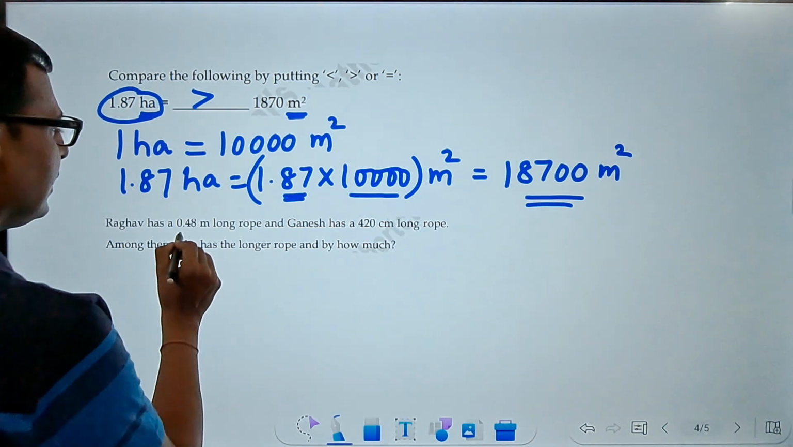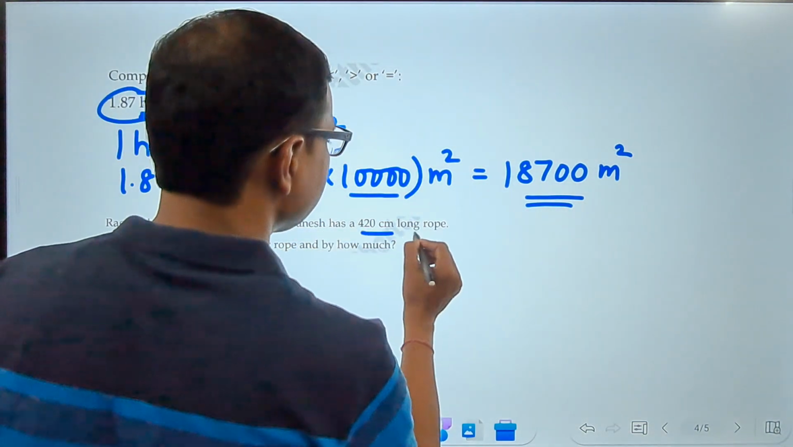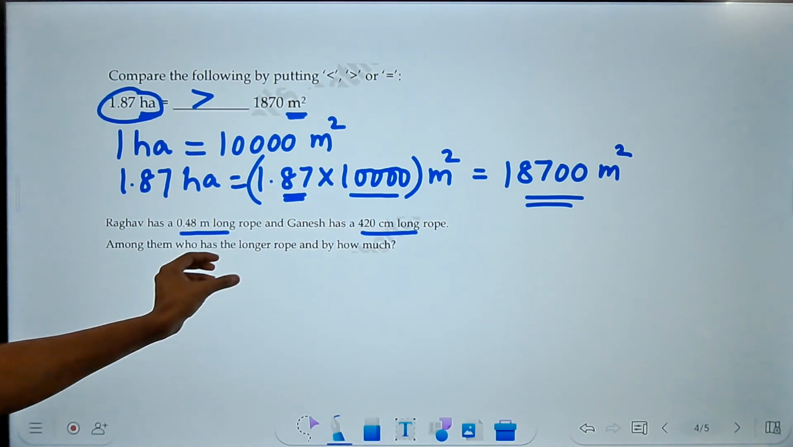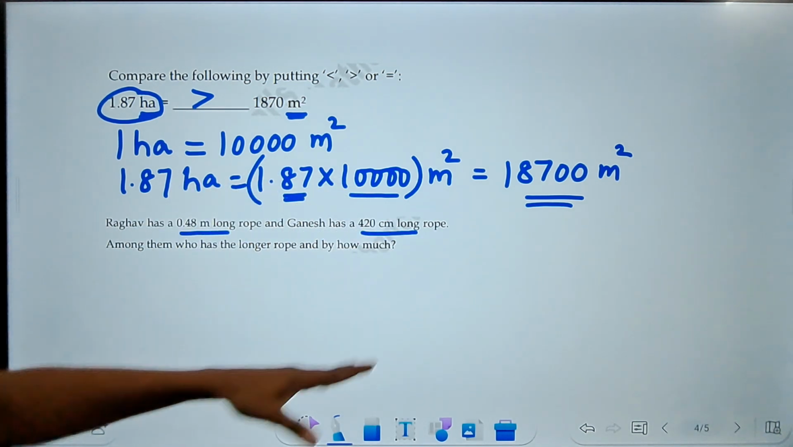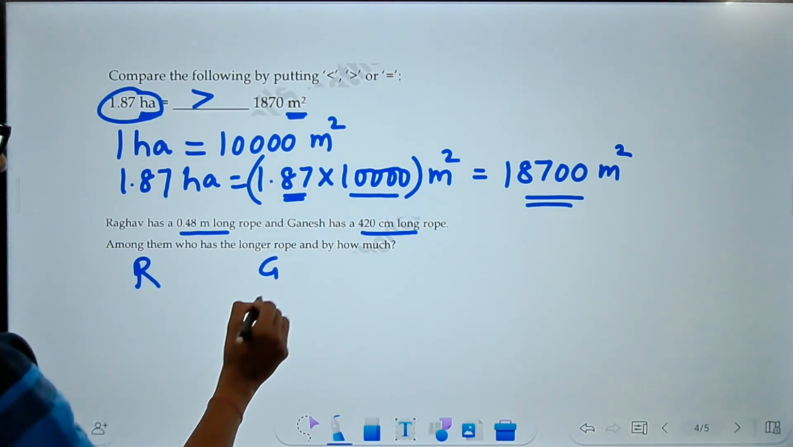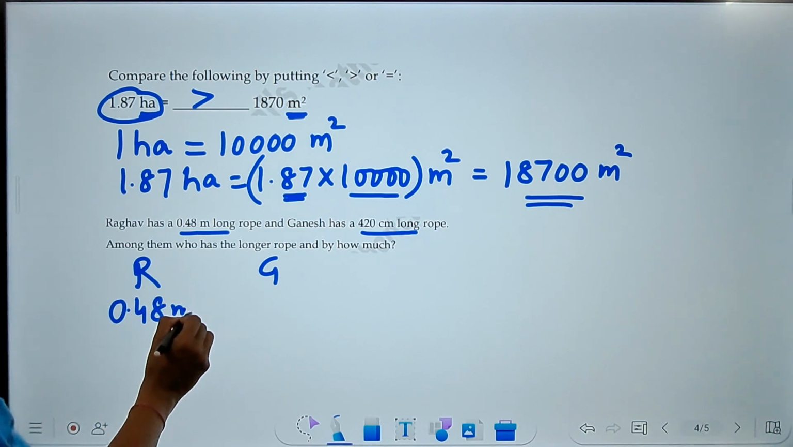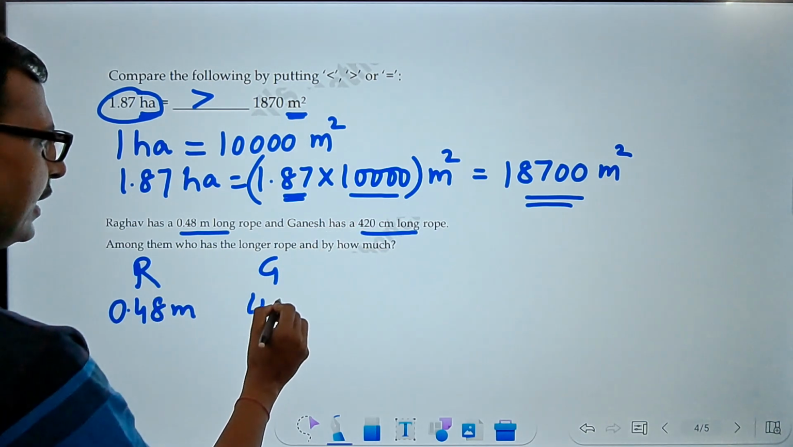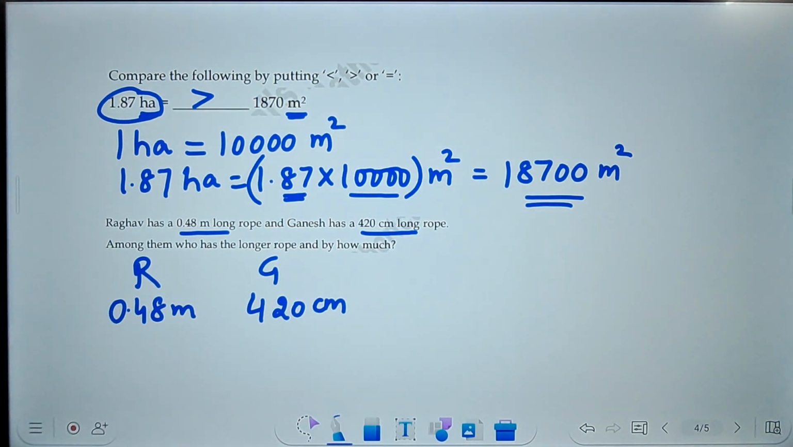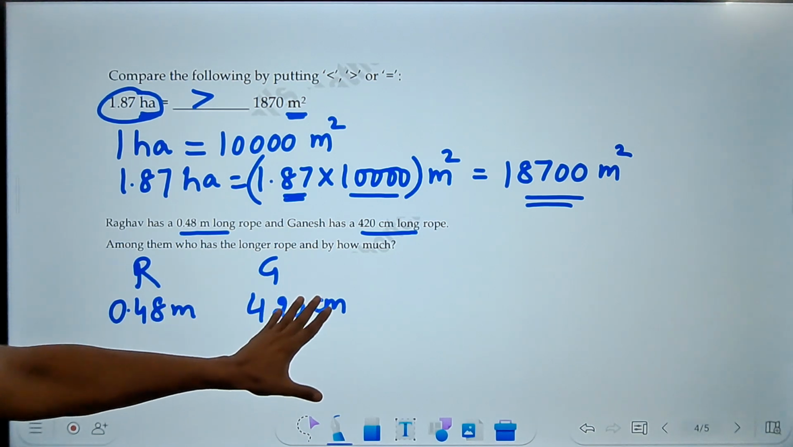Raghav has this much length rope and Ganesh has 420 centimeter long rope. So we want to compare these two and find out who has the longer rope and by how much. So we have Raghav and we have Ganesh. Raghav has 0.48 meters and Ganesh has 420 centimeters. So it is just that you can't compare quantities when the units are different. So you have to convert them into the same unit.